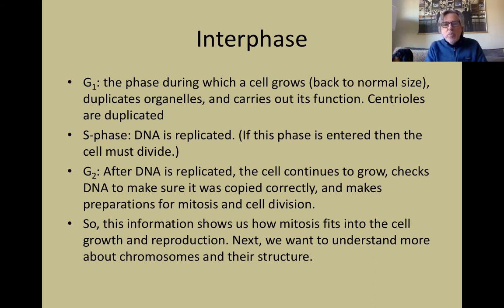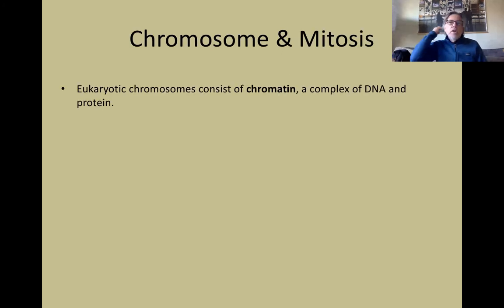Now, the next thing we want to do to get us ready for understanding mitosis is to look at chromosomes and their structure in more detail than we have already. Eukaryotic chromosomes consist of a material called chromatin, and chromatin is actually a complex of DNA and proteins.